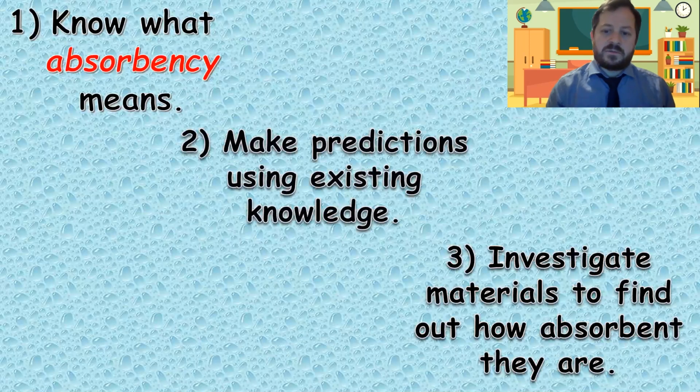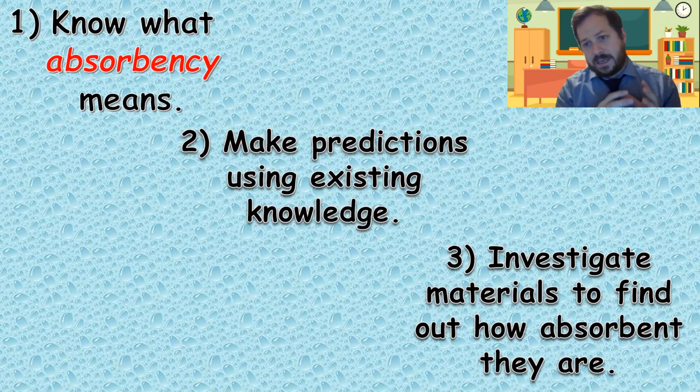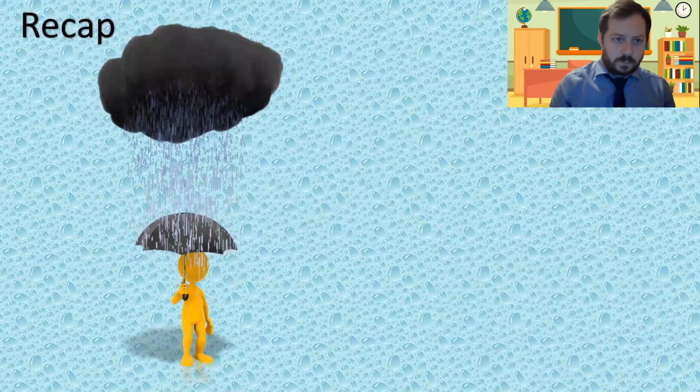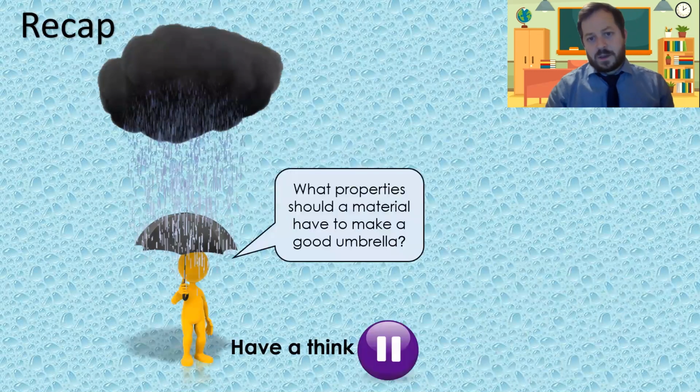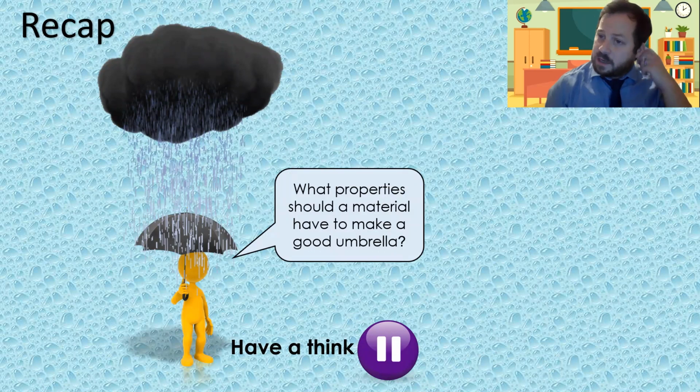So it should be using knowledge that you already have, or at least an idea that you already have. And then we need to investigate materials to find out how absorbent they are. And we're going to think about how we might follow a set investigation in order to get to our answer. So, a recap. We looked at the properties that might make a good umbrella. This is a recap from our last lesson. So, have a think, pause now, and see what you think.